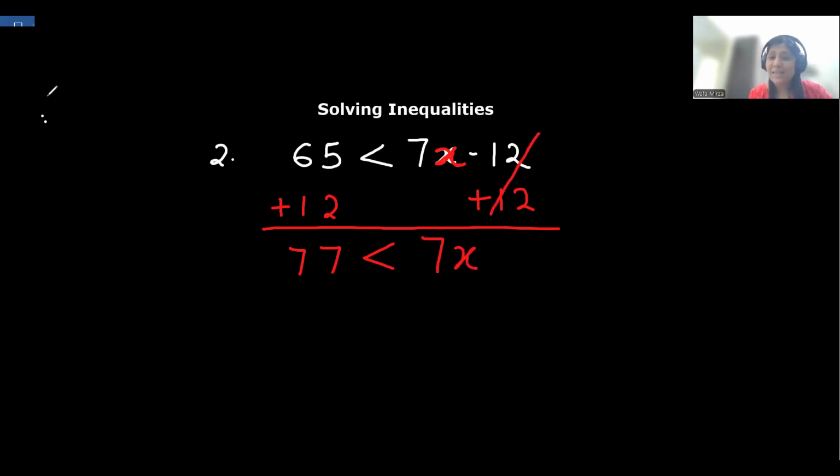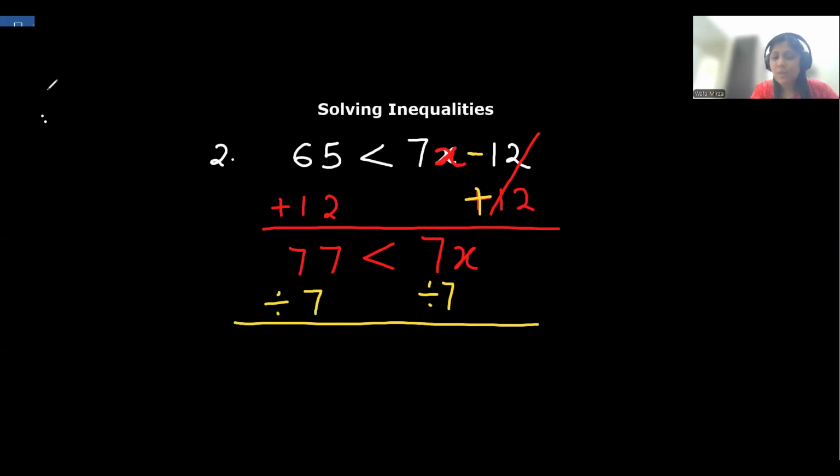Now it is 7 multiplied by x. If I want to get rid of this 7, I have to divide by 7, because 7 and x are in multiplication, and the inverse of multiplication is division. Just as the inverse of subtraction is addition, right? So if I am dividing by 7 on the right side, I will divide by 7 on the left side also. Sorry, 77 divided by 7 is 11. And here 7 divided by 7 is 1. 1 multiplied by x is x.